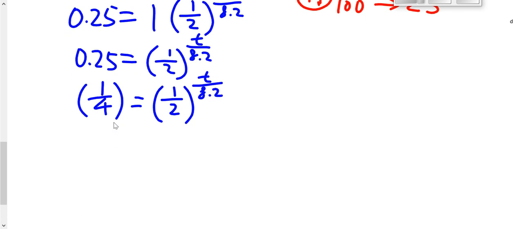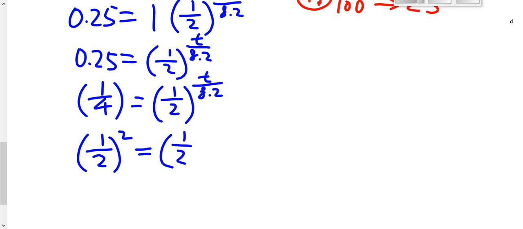How can we write 1/4 as 1/2 squared? That means 1/2 times 1/2, that gives you 1/4, right? And the other side is still 1/4. So in this case, I don't have to square or take the square root or anything. I just rewrite 1/4 as the square of 1/2. Okay, and then let's finish this. Raised to the power of T over 8.2.